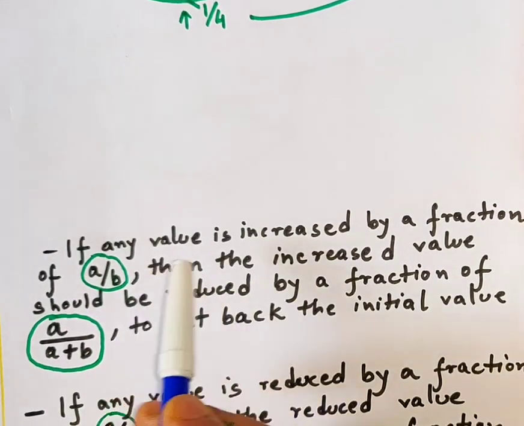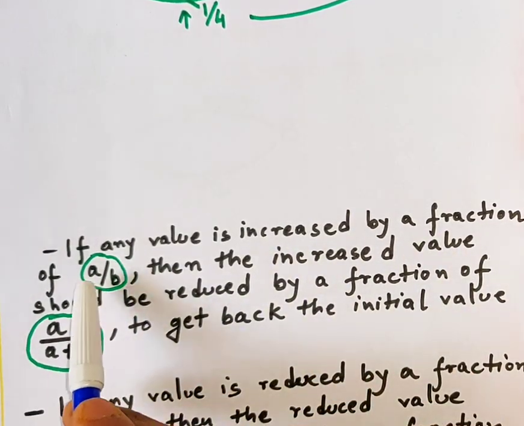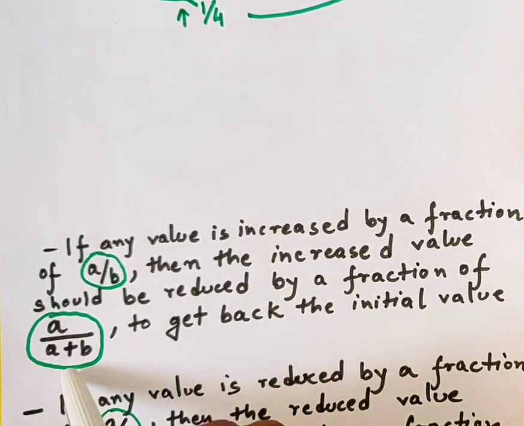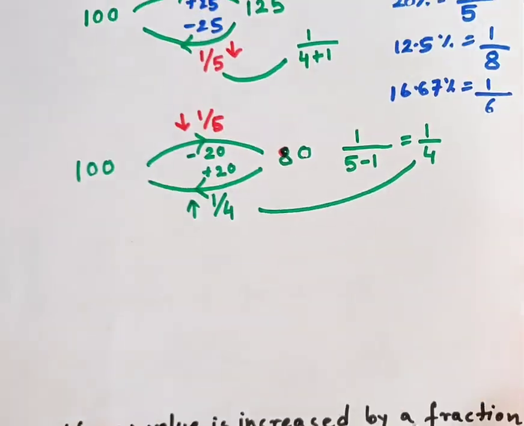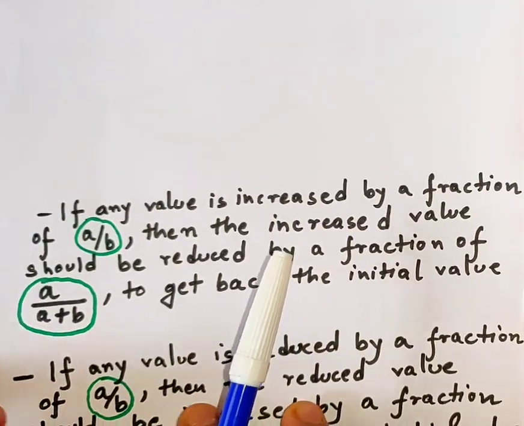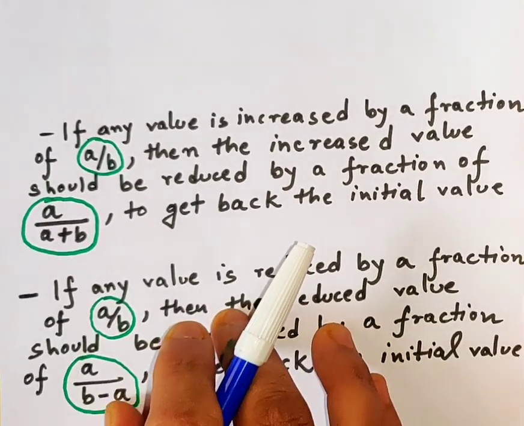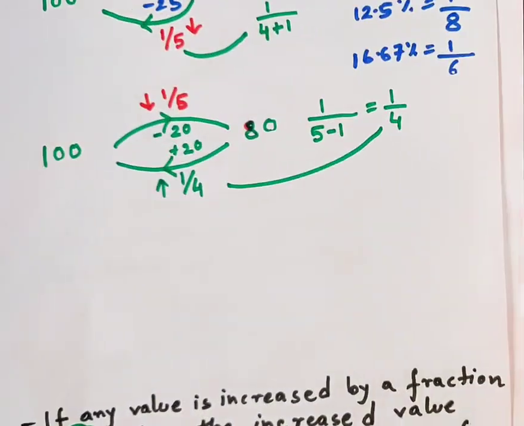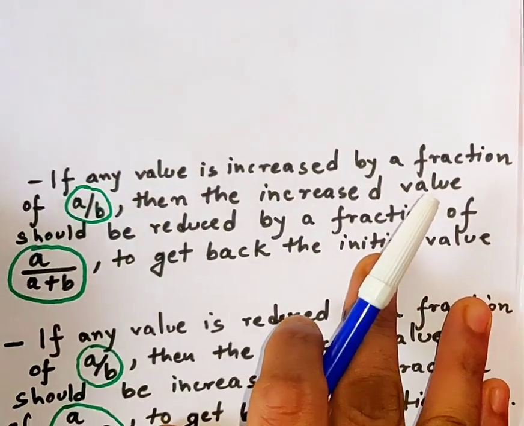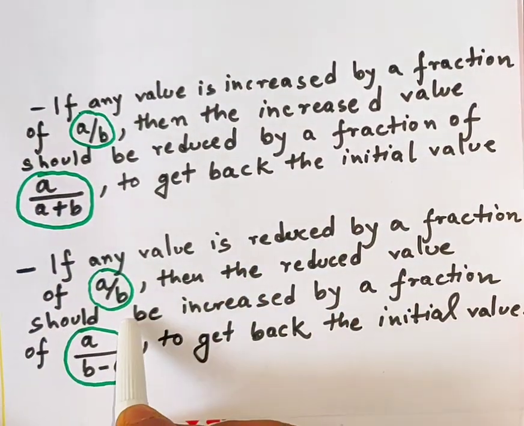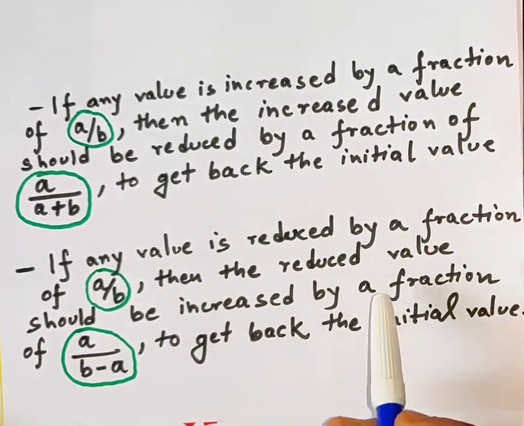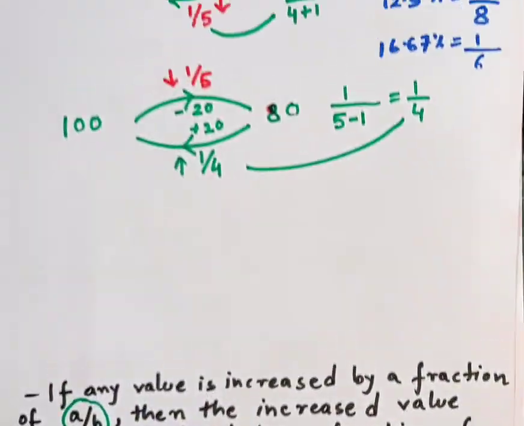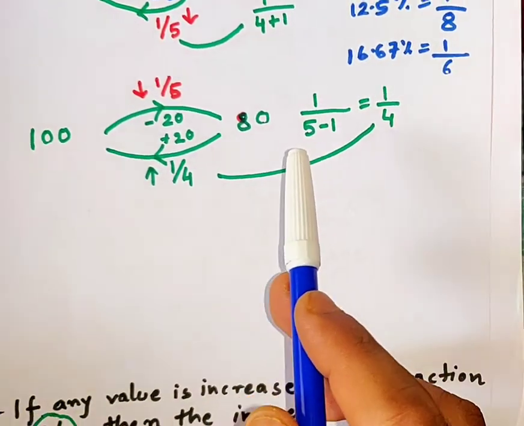If any value is increased by a fraction of a by b, in our case it was 1 by 4, then the increased value should be reduced by a fraction of a by a plus b. In our case we did 1 by 4 plus 1. So it is a by a plus b to get back the initial value. Similarly, if any value is reduced by a fraction of a by b, in this case we reduced by 1 by 5, then the reduced value should be increased by a fraction of a by b minus a to get back the initial value. The one we did here, 1 by 5 minus 1.